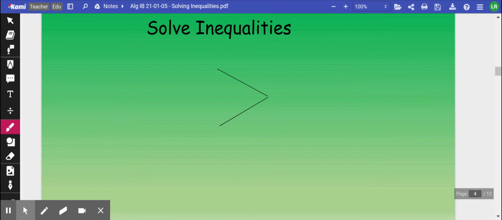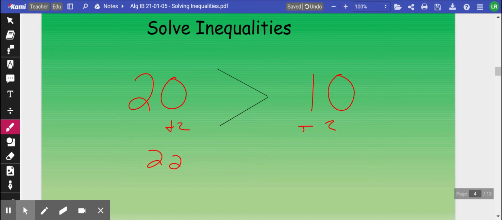So let's just start off with something. I need to show you how this little special thing works, because the reality of solving an inequality and solving an equation is exactly the same except for one special rule. So let's just start off with a number like 20. You agree that 20 is greater than 10, right? 20 is a bigger number than 10. Good. So if I add 2 to this, what do I get? 22. If I add 2 to this, what do I get? Does my sign still work? Yes. Okay. So we're still good.